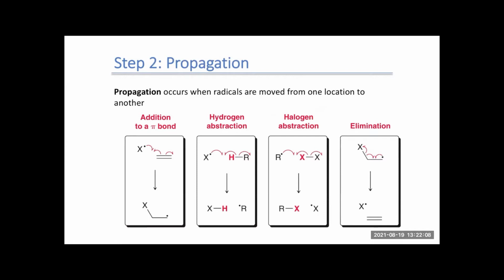Next, we have propagation. Propagation is where the radical moves from one location to another. It moves from one molecule or atom to another. So here you can see a couple different types. We can add to the pi bond of an alkene. We can take a hydrogen from another compound. We can take a halogen from another compound. Or we can eliminate a functional group from a compound and create an alkene. So all of these are different types of propagation steps.